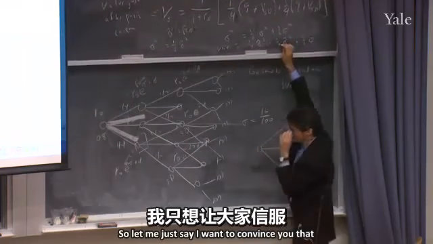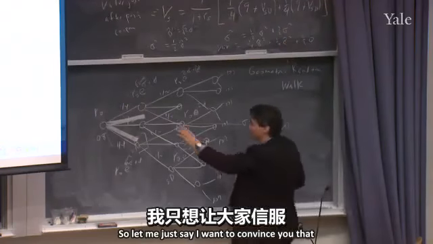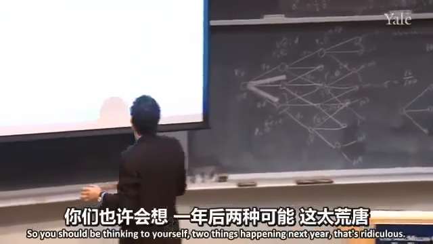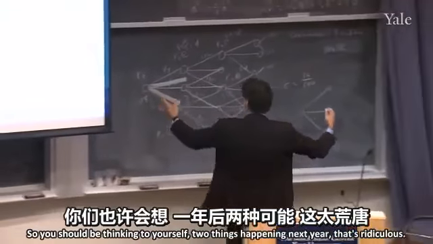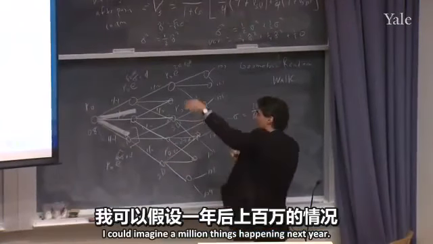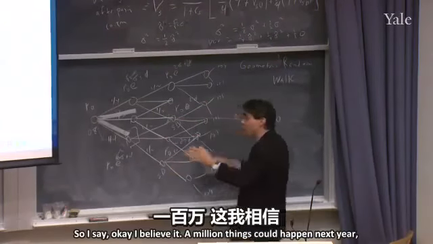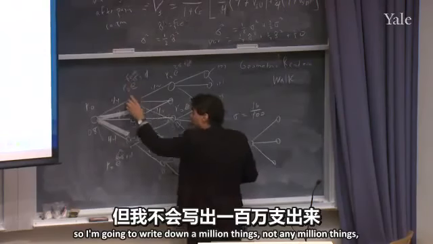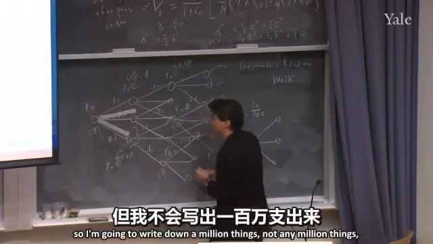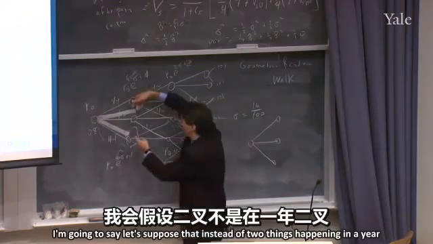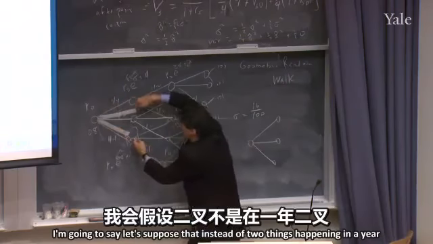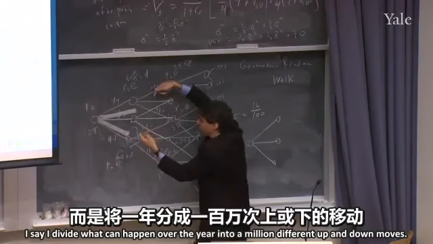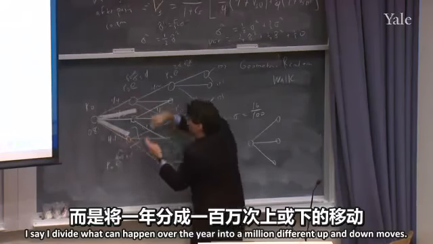So let me just say, I want to convince you that this binomial assumption is not such a special case. You should be thinking to yourself, two things happening next year, that's ridiculous. I could imagine 1,000,000 things happening next year. So I say, okay, I believe it. 1,000,000 things could happen next year. So I'm going to write down 1,000,000 things, not any 1,000,000 things. Let's suppose that instead of 2 things happening in a year, I divide what can happen over the year into a million different up and down moves.